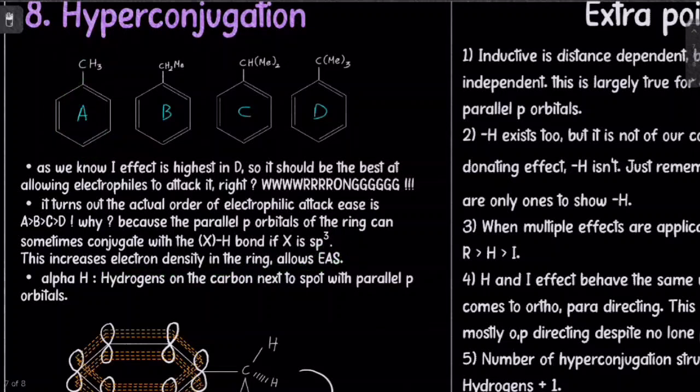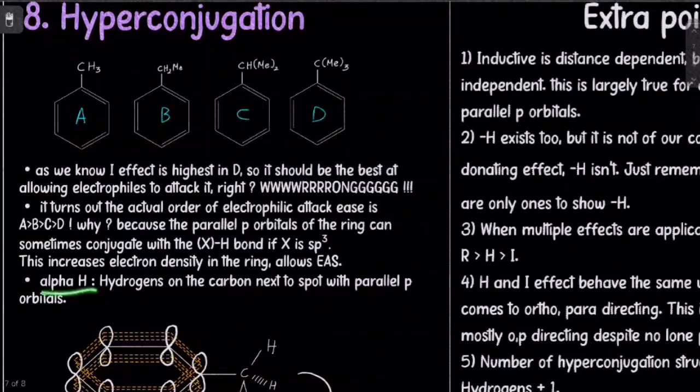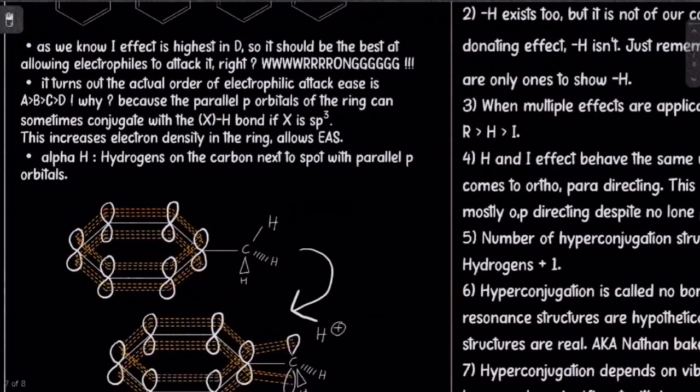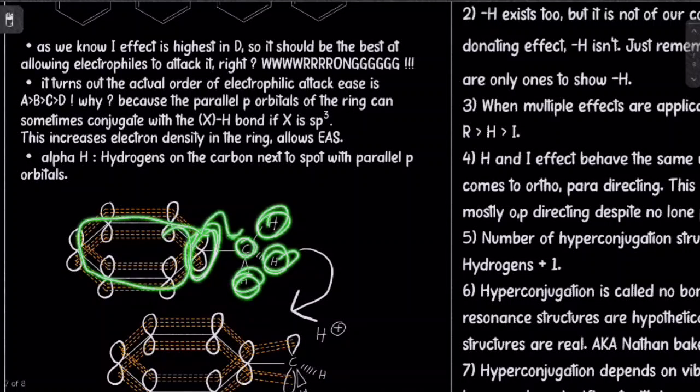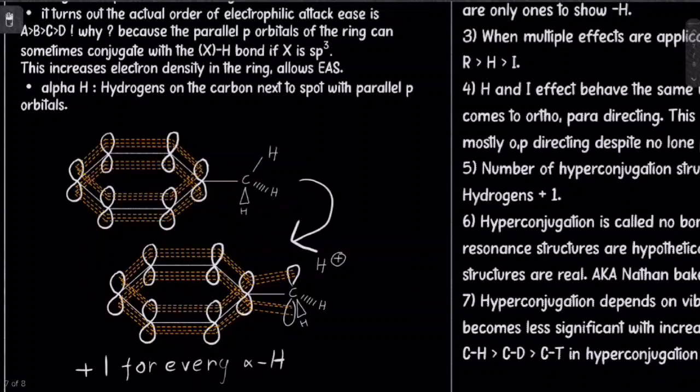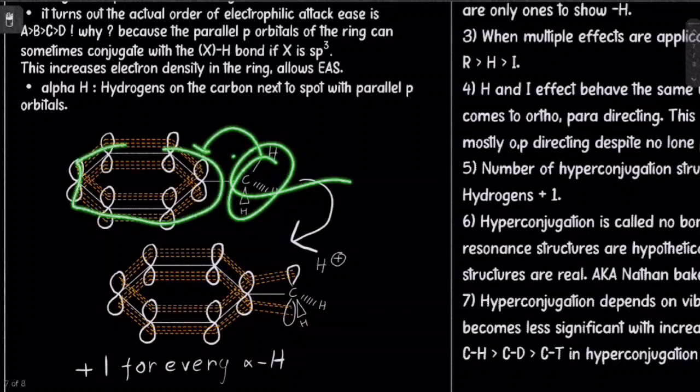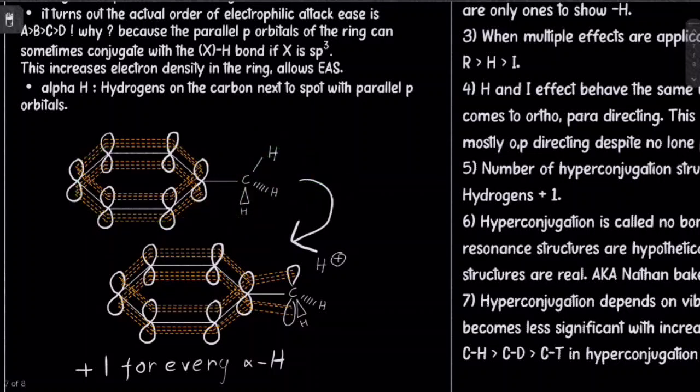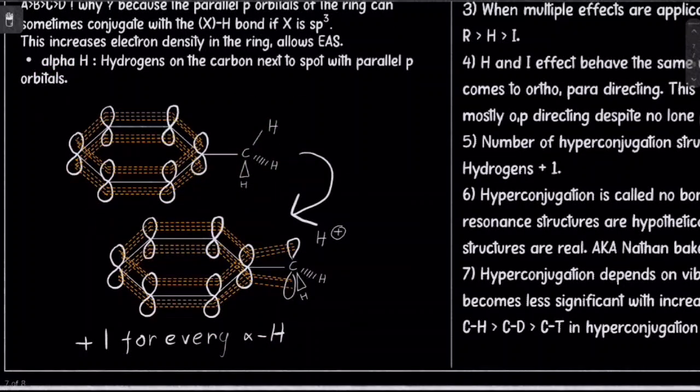To refer to hyperconjugation, we use the term alpha hydrogen. How we use it? Basically, hydrogens on the carbon, like the X here, which is right next to the spot with parallel p orbitals, like this. We see how many hydrogens are there right next to the system of parallel p orbitals, and basically that number is what we call the number of alpha hydrogens.